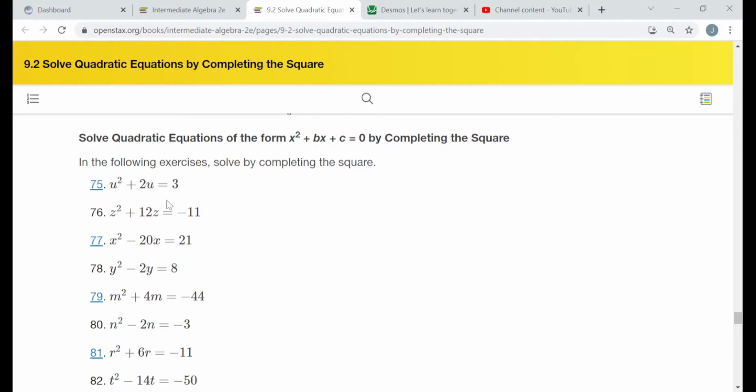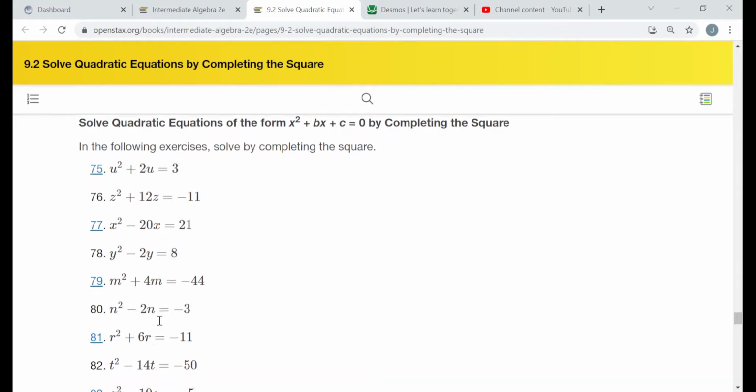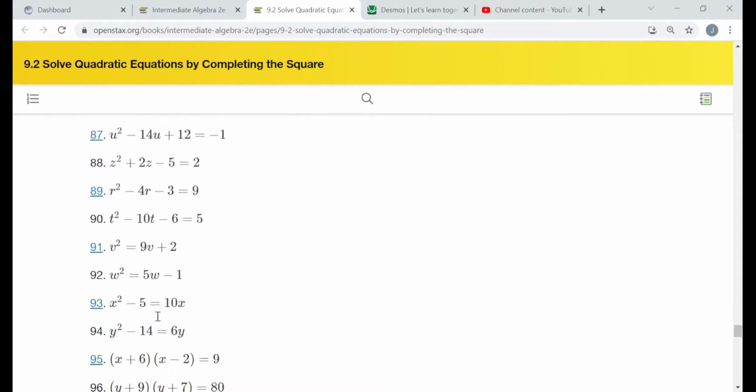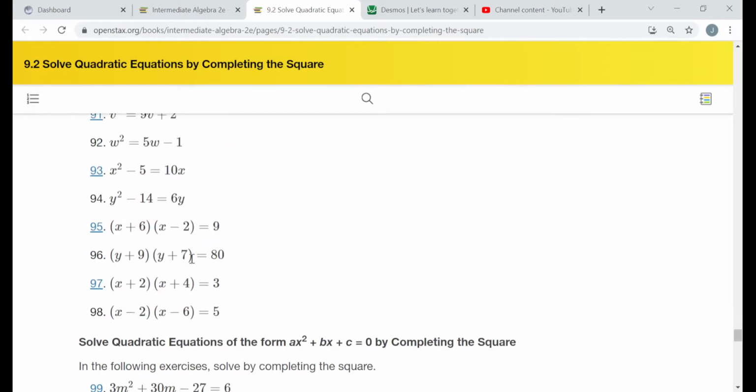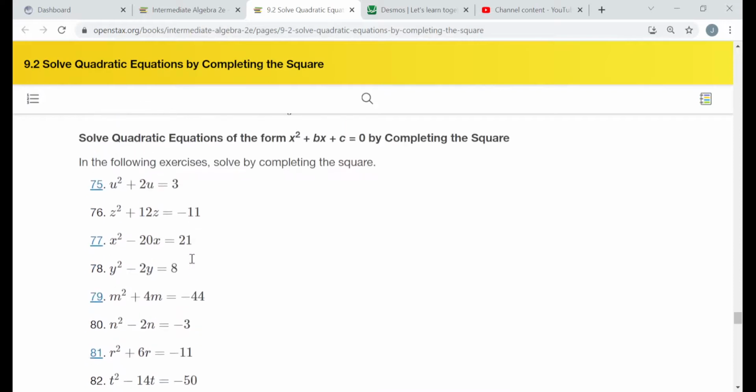Now I'll only be working on the exercises that are even numbered, so 76, 78, 80, all the way until the end of the heading here, until number 98. These do not have solutions posted in the text. Whereas the odd numbered problems, 75, 77, and so on, you can click on a link on the number and it'll take you to the solutions. So I'm not going to do those.